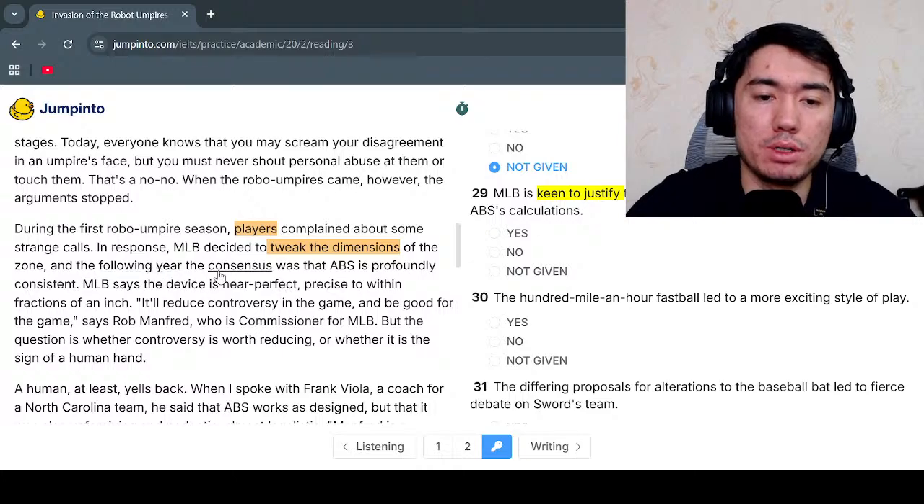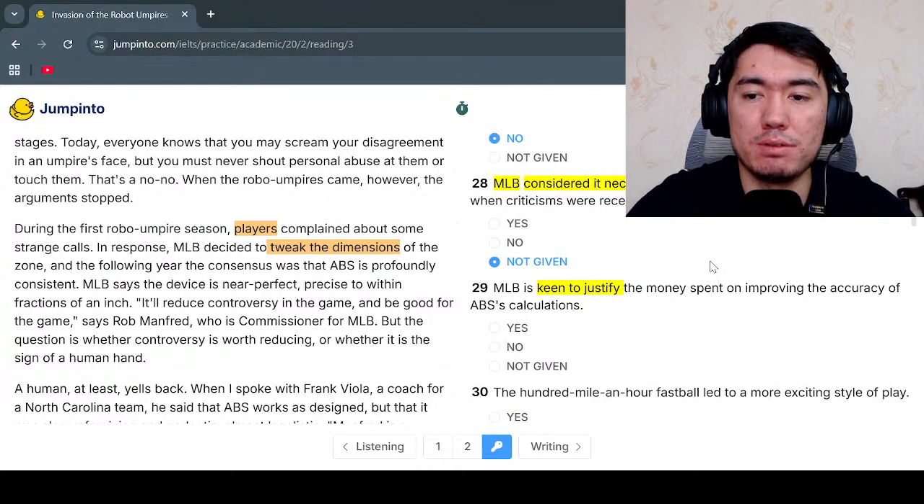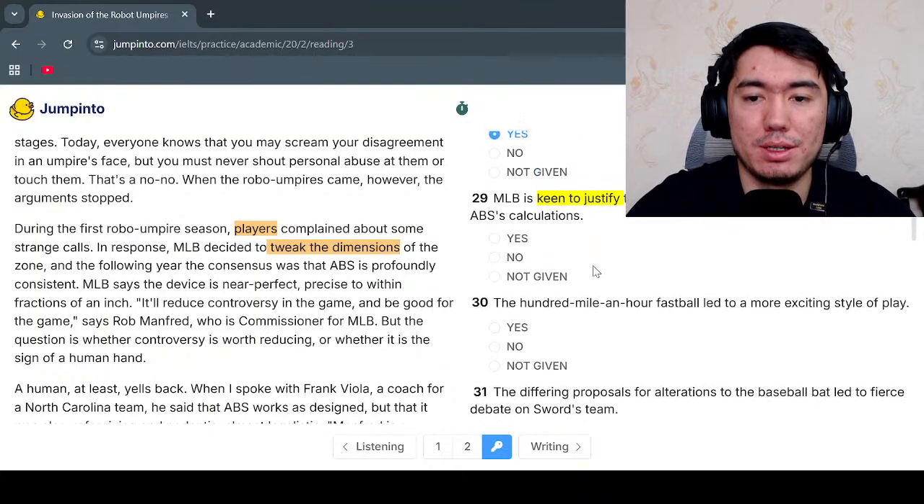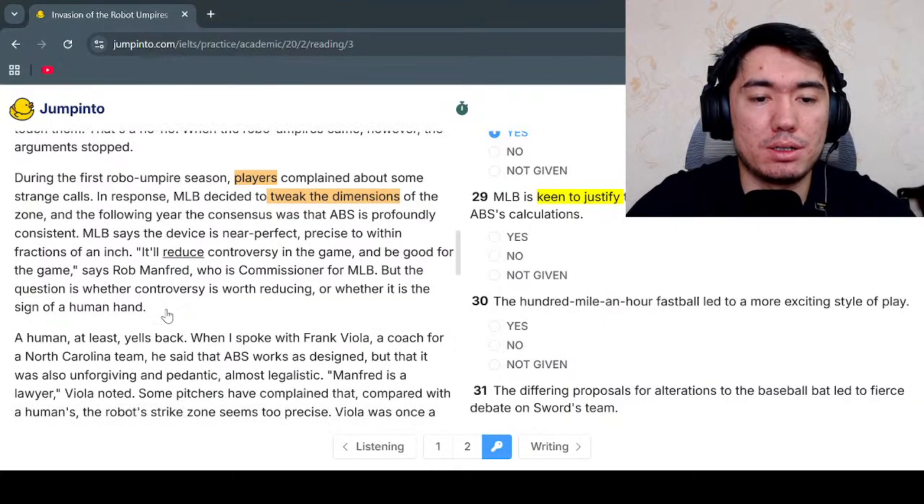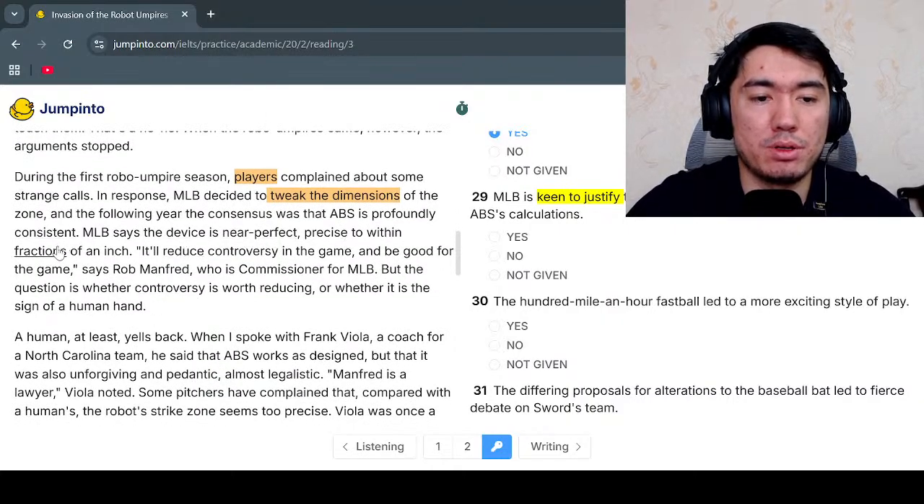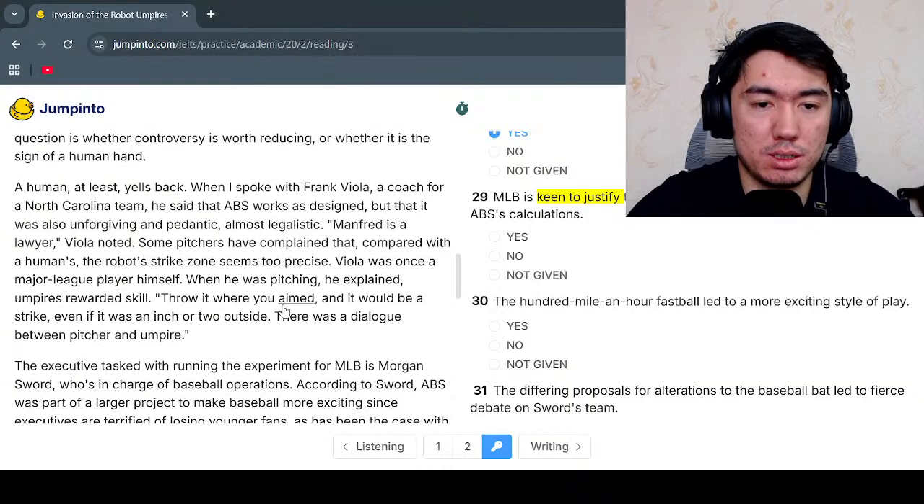In the following year, the consensus with that ABS is profoundly consistent. So it's not gonna be not given. It's gonna be yes. Is near perfect within fractions of an inch. It'll reduce controversy. Is worth reducing, or whether it's a sign of human hand.